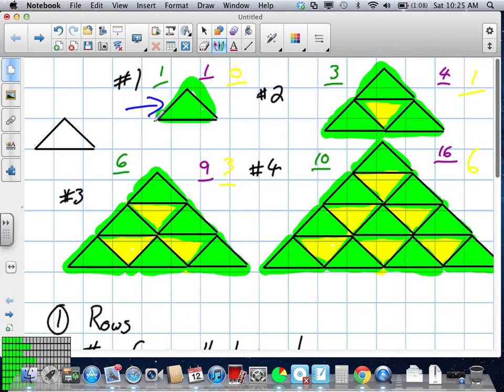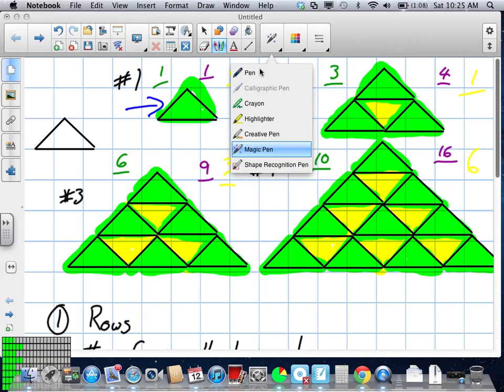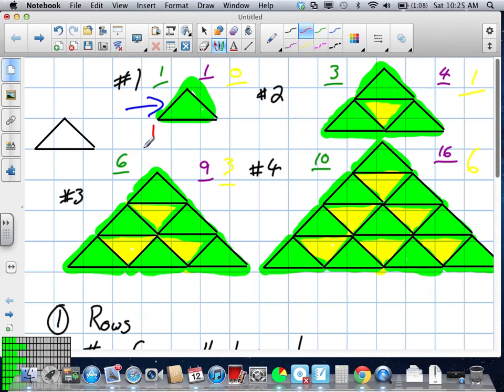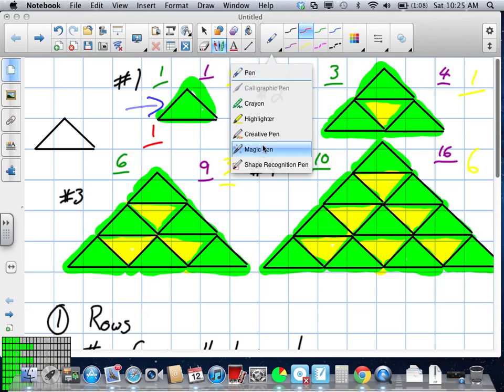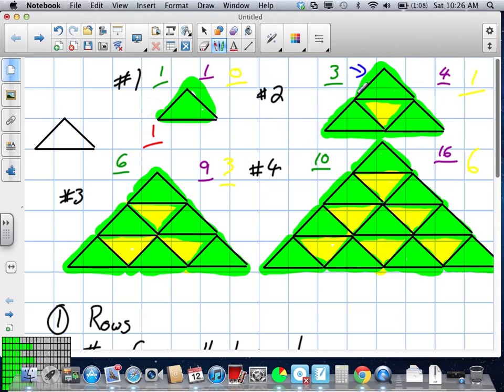Okay. How many triangles in the first one? 1. There is 1 triangle in the first one. Very good. So we put it out. Now, how many triangles in the second one? 4. 2, 3, 4. And what about this?